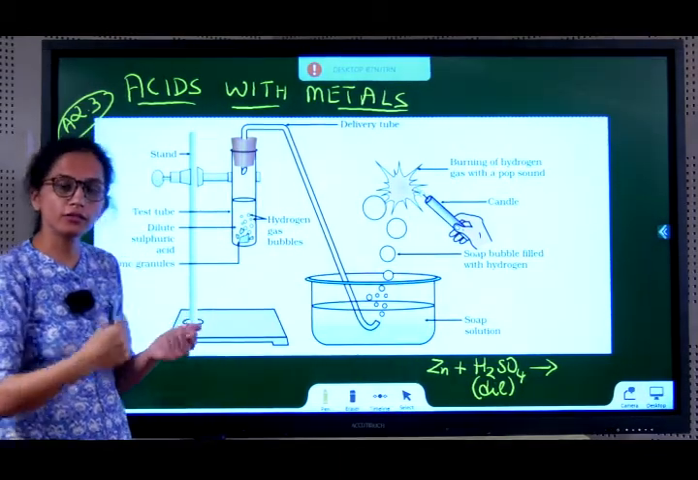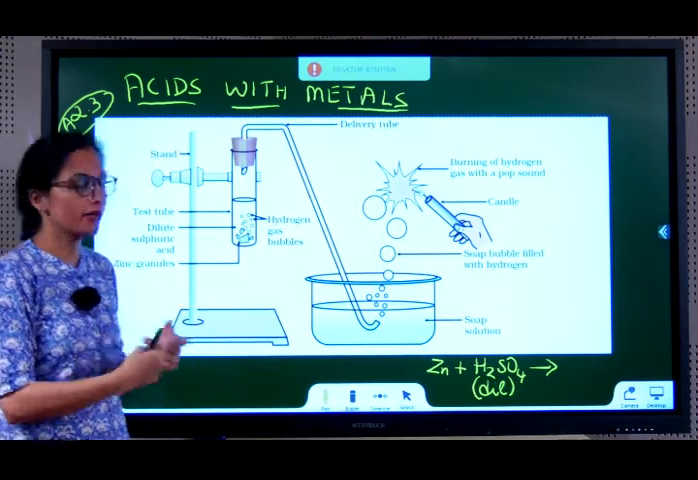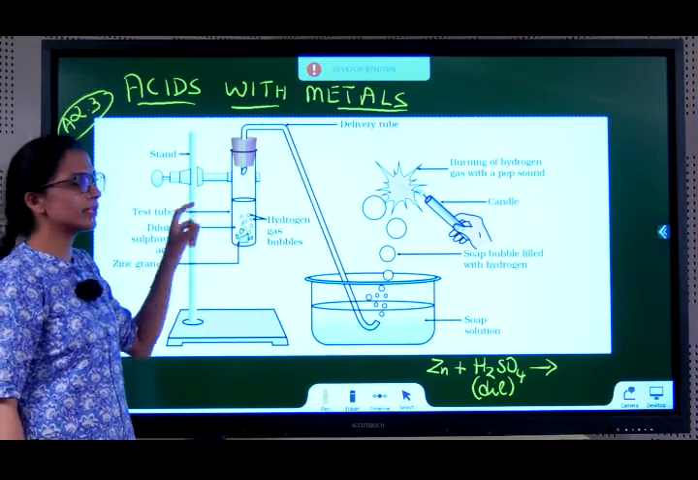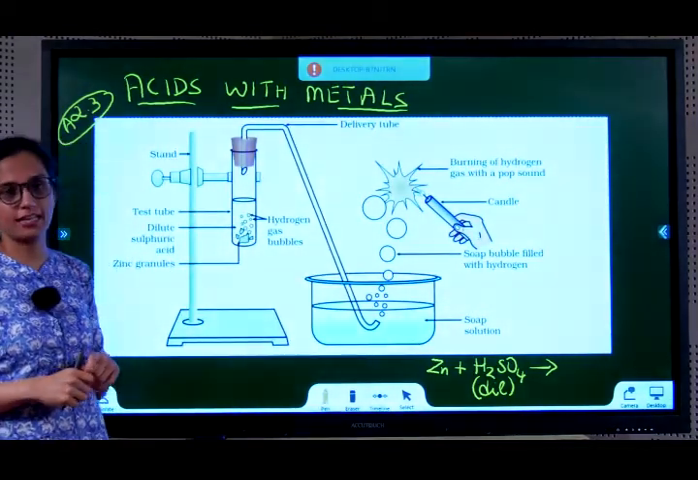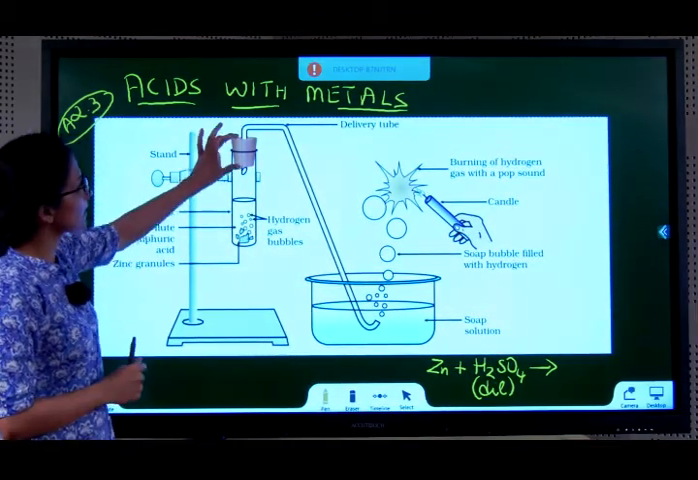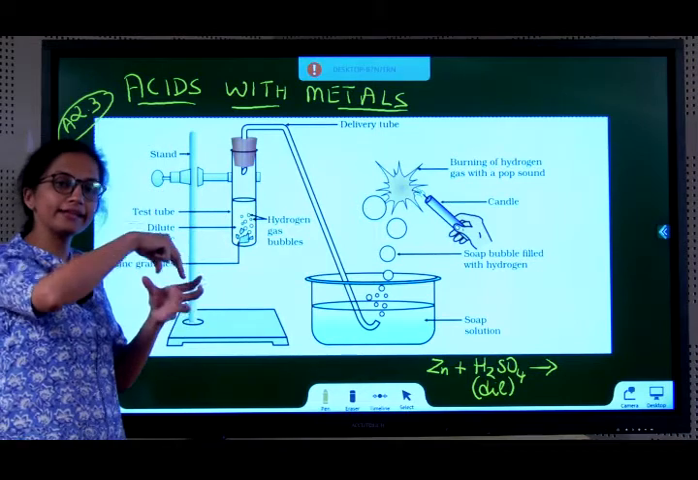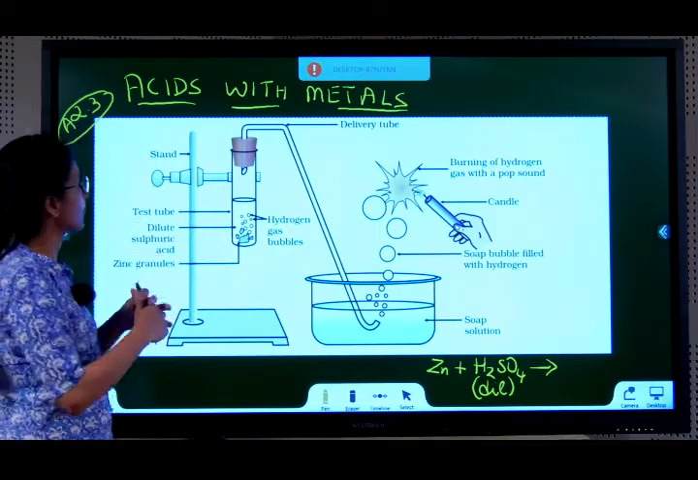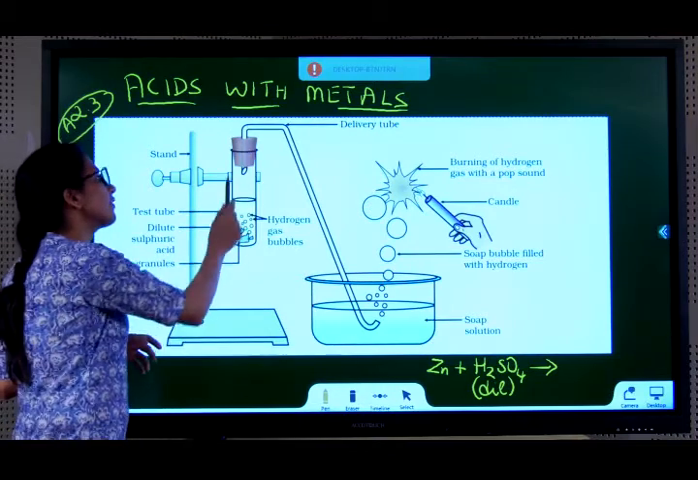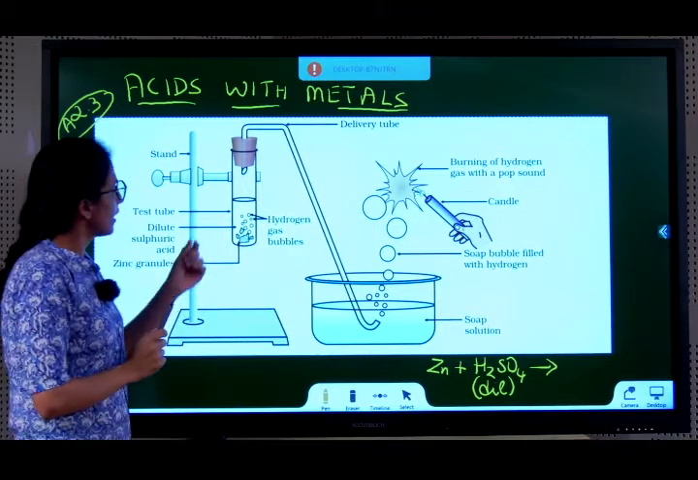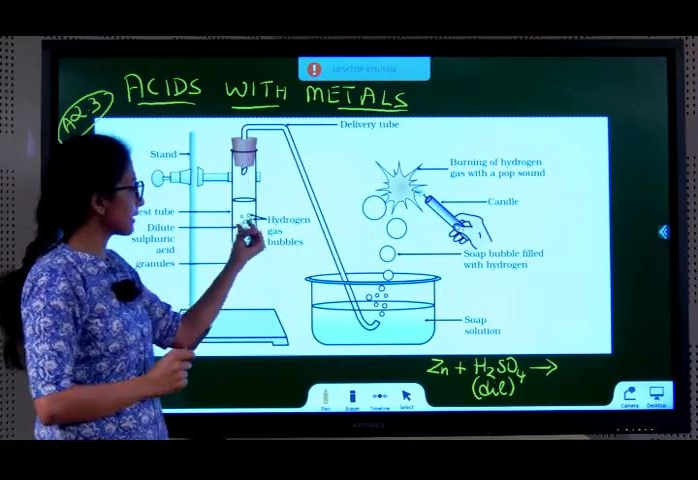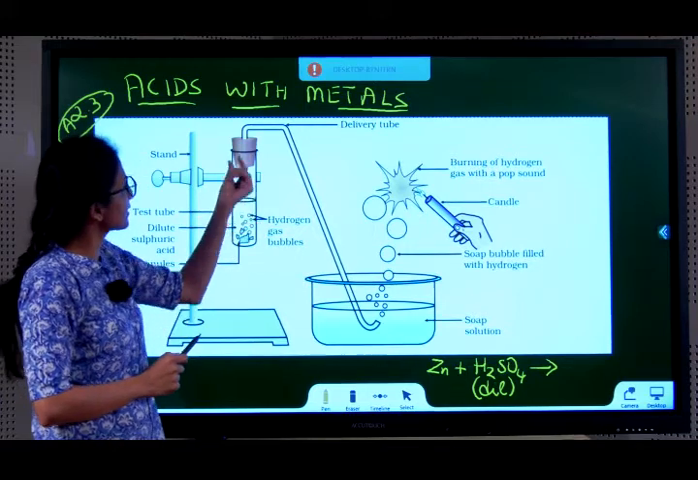So here we are going to do a similar experiment but in more detail. We are taking a test tube filled with some amount of dilute sulfuric acid, to which we have added zinc granules. You can see there is a cork to tightly close it, because we don't want the gas to escape. Through this we have a delivery tube, meaning it delivers the gas from here to here. Because zinc is reacting with the dilute sulfuric acid, this gas is passed out.